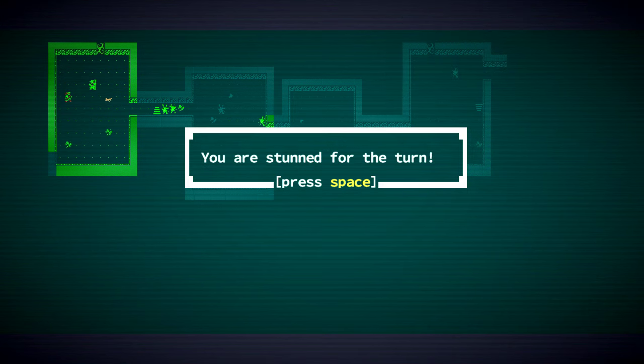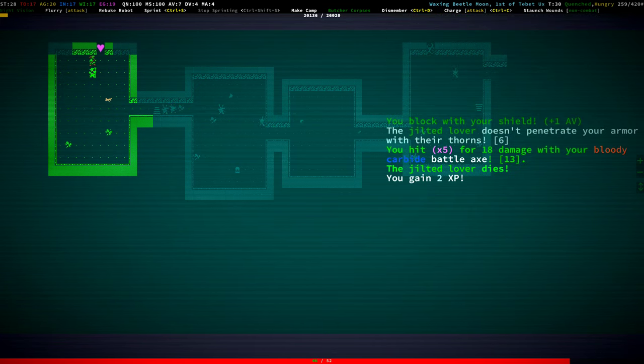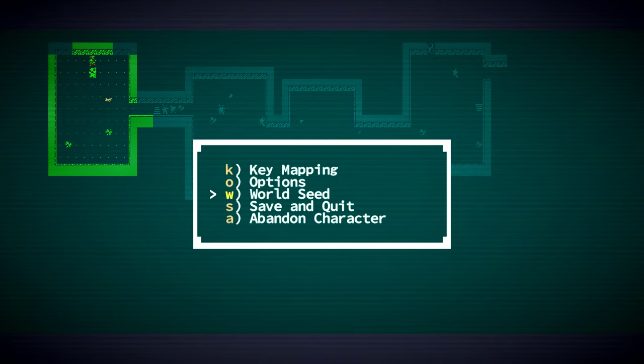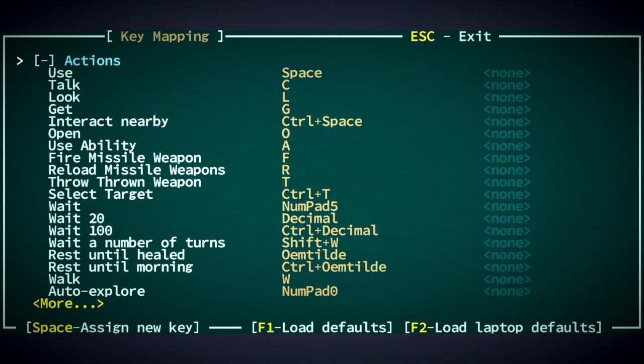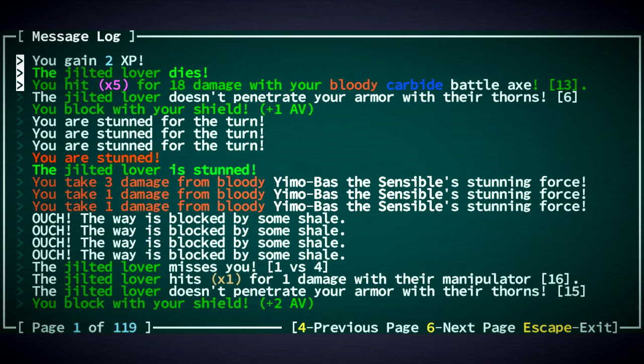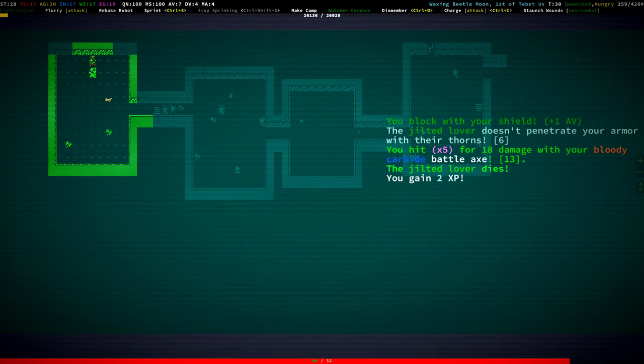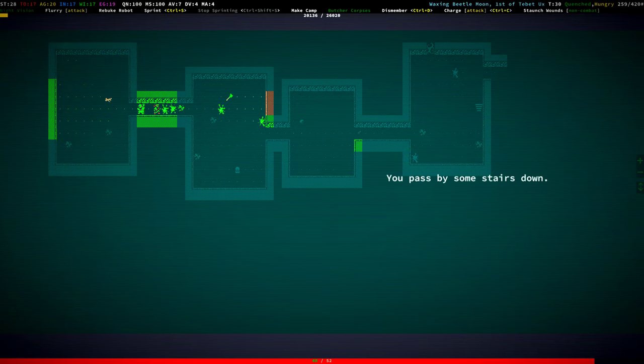What just happened? Oh, I got stunned? What? Stunning force? Sir, wait, hold on. What were some of those messages? I can't remember the message history. Control M. What happened here? Stunning force. That's it. Yeah, I guess Yimo-Bas used some kind of force attack and it pushed us back. Okay, I guess that's fine.